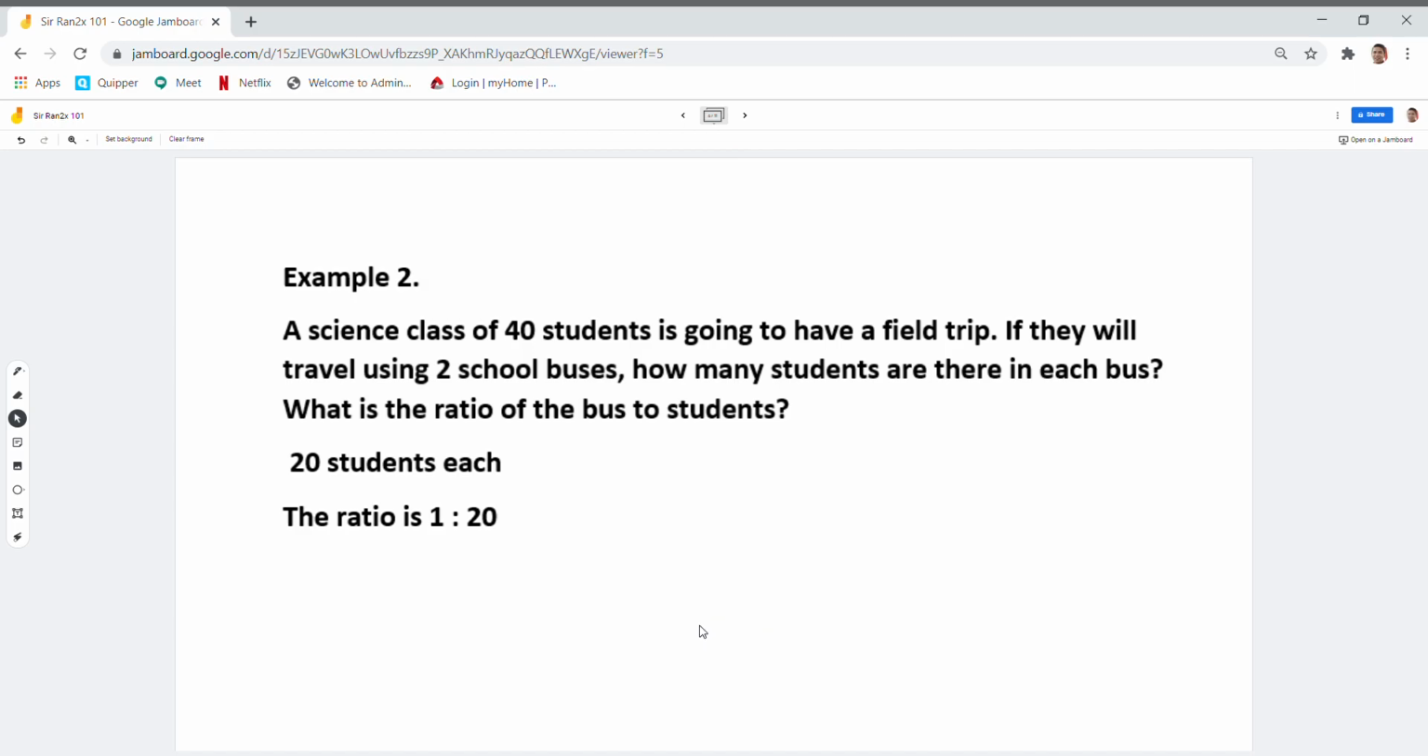Now example 2. A science class of 40 students is going on a field trip. If they will travel using two school buses, how many students are there in each bus? What is the ratio of bus to students? It's very easy. Even if you don't spend much time on it, you can give the answer quickly. You know that there are 20 students in each bus, since you just divide 40 by 2. And the ratio of bus to students is 1 is to 20. Very simple, provided the bus can carry at least 20 passengers.